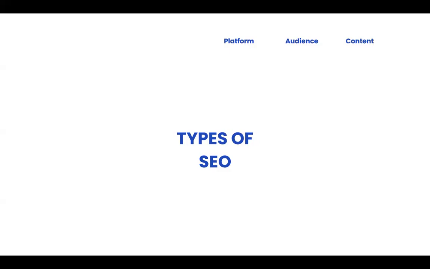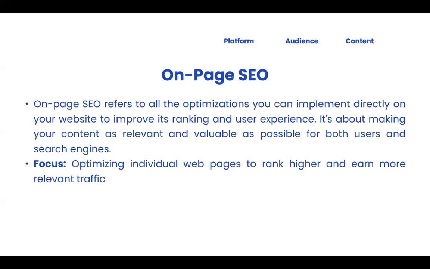So the on-page is what you do on a particular page, because each website has individual web pages and you treat them differently. The content on each page is different. We define on-page SEO as all the optimization you can implement directly on your website to improve its ranking and user experience.